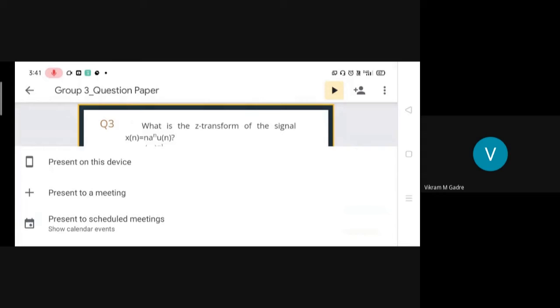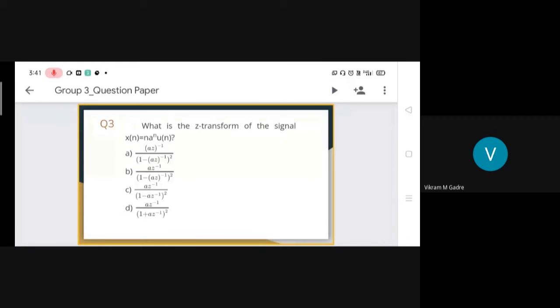Okay, you have a question on the Z transform. All right. What is the Z transform of the signal x of n is equal to n into a power n u of n? Here we know the Z transform for a power n u of n.